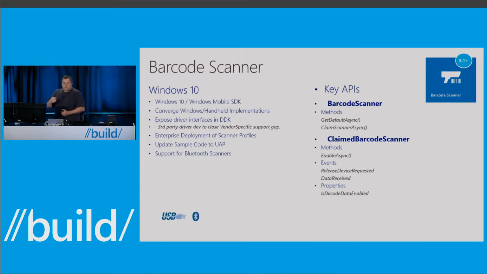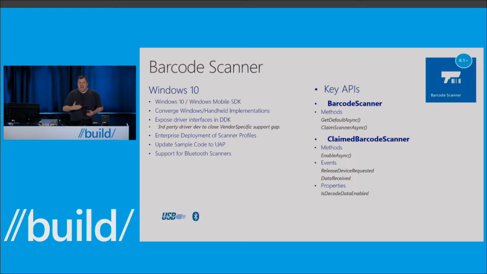What we wanted to do here was to converge both the Windows and the handheld implementation when we did that work. Currently in 8.1, there's actually two different code paths. We wanted to bring all that together, so now there's one set of APIs, one code path, one implementation, and you as developers will only need to experience that implementation as you go through. We also wanted to add support for Bluetooth scanners so that we can enable that theme of a mobile POS experience. Now, the APIs here I showed in my little walkthrough, the barcode scanner code.